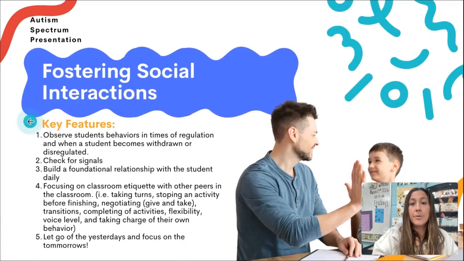Let me go back. Fostering social interactions. We need to understand, recognize when they're becoming dysregulated. Build that foundational relationship, know what they're interested in, and use that as a tool for you to provide experiences for them to understand classroom etiquette. Show them through other students interacting together, not only social stories, but make a play. When we were in preschool, we used to act out plays, and the kids got to play a part in how we would socially interact with each other and what that proper etiquette looks like.